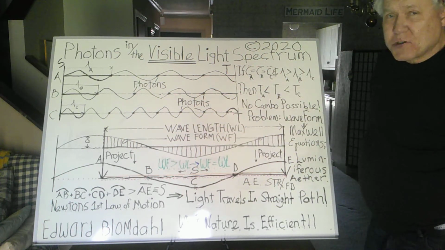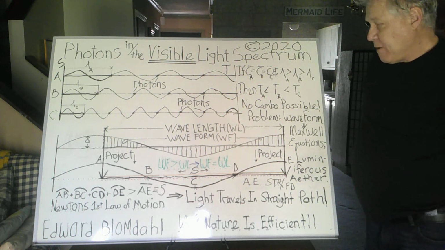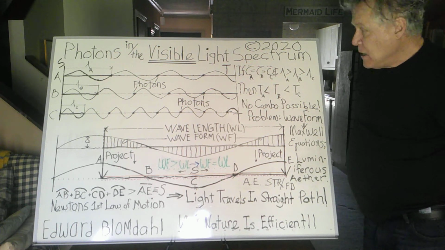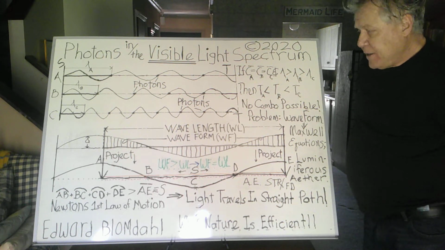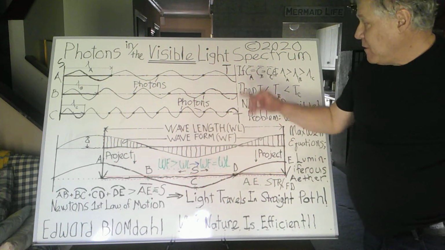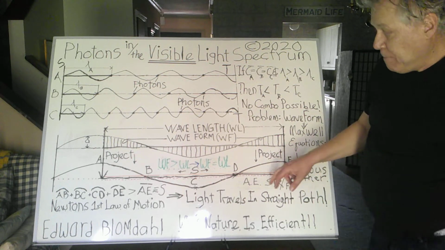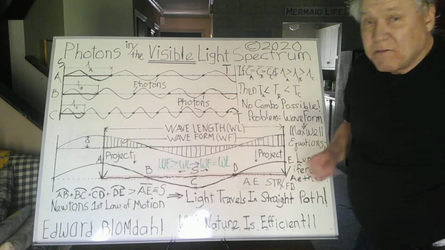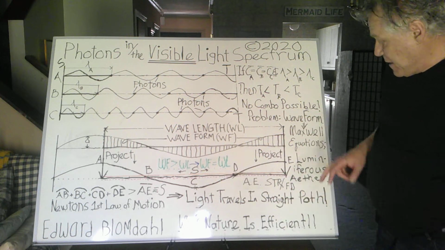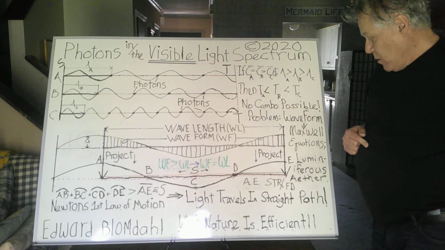Light travels in a straight line, right? We don't need the luminiferous ether, and we don't need the curvilinear lines anymore, because it doesn't work. The only solution is that light travels in a straight line, right? Newton's first law of motion, basically. So light travels in a straight path. It doesn't travel in any type of waveform.